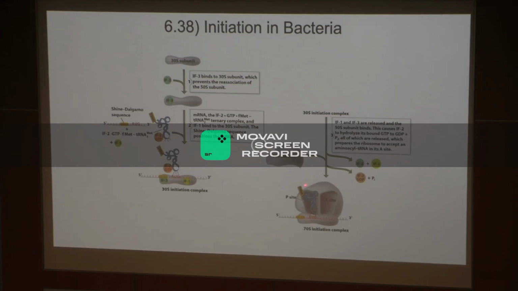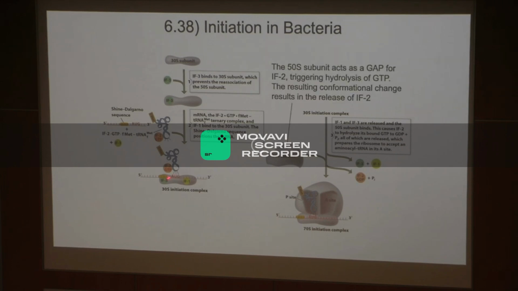When that happens, it displaces IF1 and IF3, and it acts as a GTPase activating protein to trigger hydrolysis of GTP to GDP. That causes a conformational change in IF2, which allows it to let go of the tRNA. And so as a result, IF2 is also released now in its GDP form.